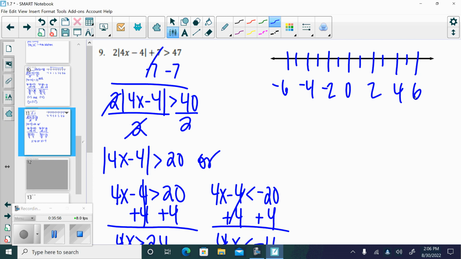So x is greater than 6. Open or closed? Open. Now remind me, does or point towards or away? Away. So x is greater than 6. Is that going to be to the right or the left? The right, because it's greater than. And then x is less than negative 4. Open or closed? Open. And which direction am I going to point? To the left.